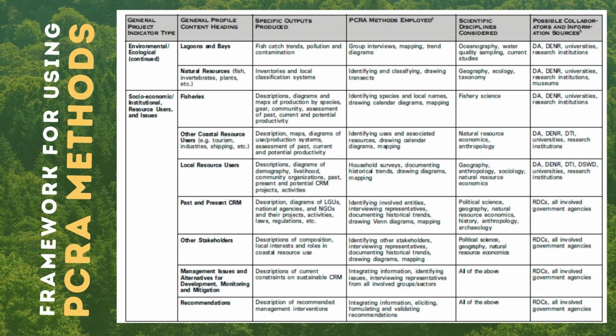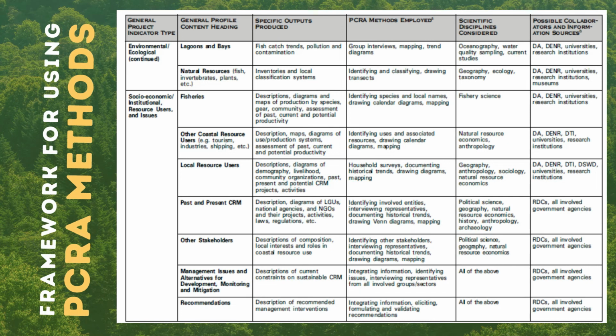We have also the natural resources such as fish and vertebrates and plants. So specific outputs produced are inventories and local classification systems. We can do this by identifying and classifying as well as drawing transects. Geography, ecology, taxonomy are also part of this, while DA, DENR, university research institutions, and museums can participate as information sources.